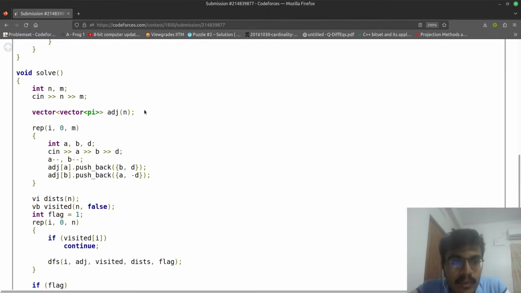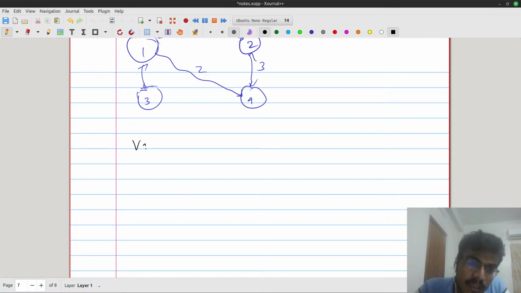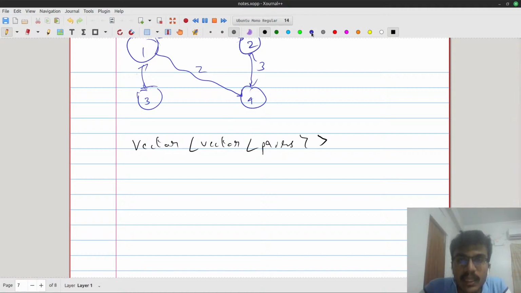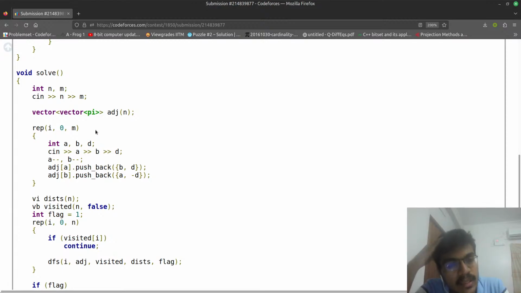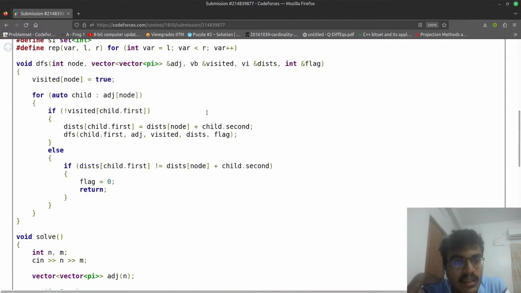As I told you, I have essentially an adjacency list. Basically, it's a vector of pairs, because I have to keep track of both the node it's connected to and what distance it is. That's why it's a vector of pairs. After making this adjacency list, what am I doing? I am initializing this array called distances. If you think about this, in the distances I am just storing the relative distances basically.